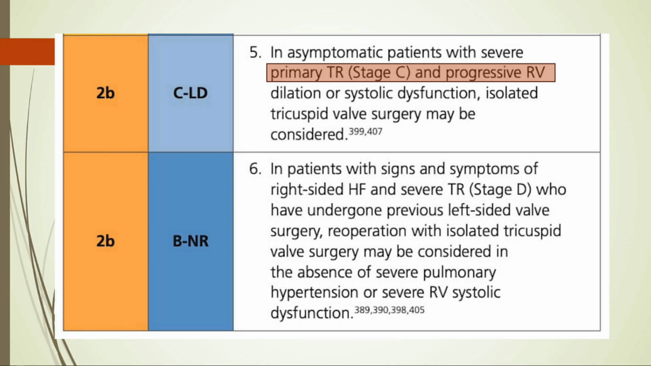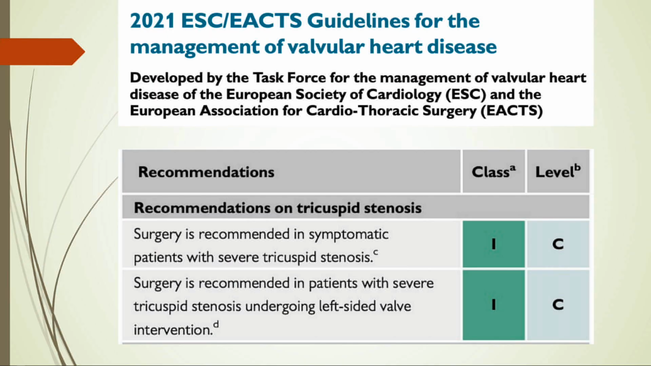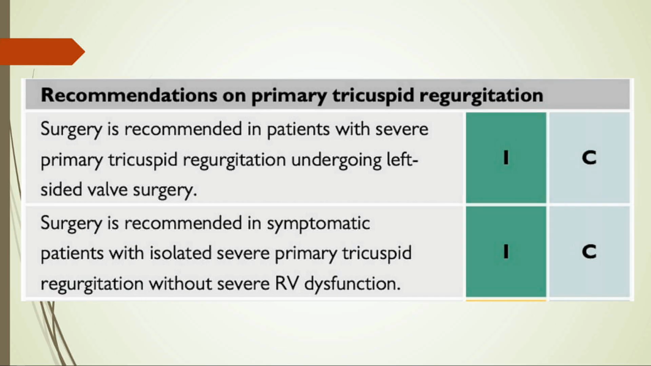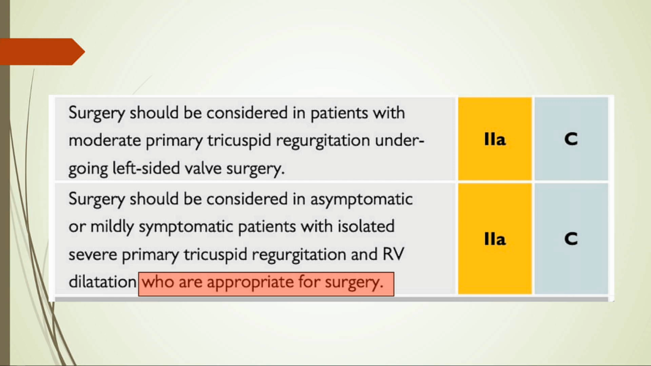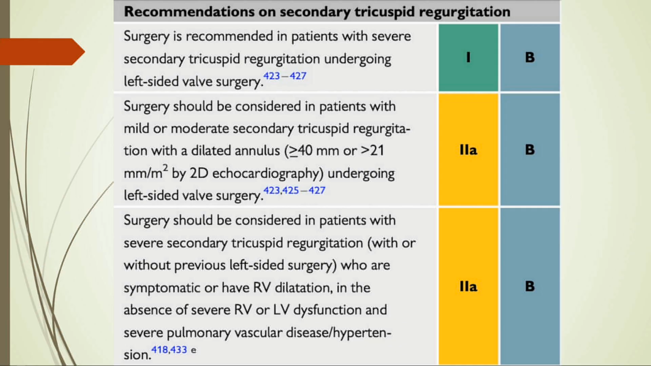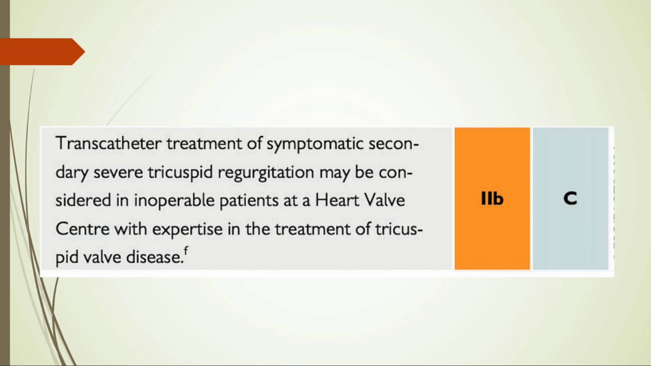The European classifications didn't change much, and I'm not going to go over all the details, except that they added in their 2A classification that surgery should be considered in asymptomatic or mildly symptomatic patients with isolated severe TR and RV dilatation who are appropriate for surgery, as well as some words about transcatheter treatment in symptomatic secondary TR that is considered inoperable.